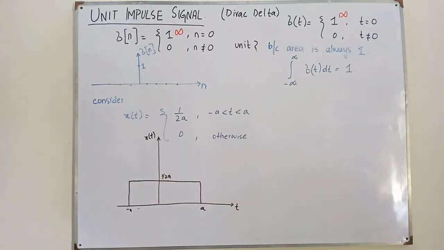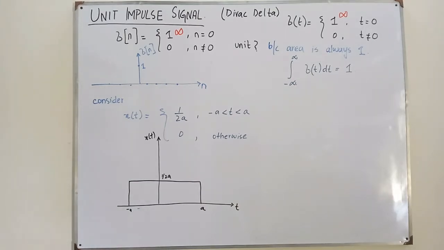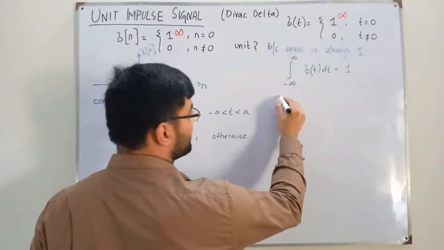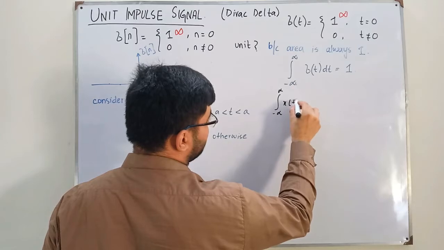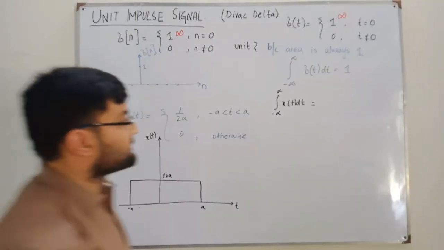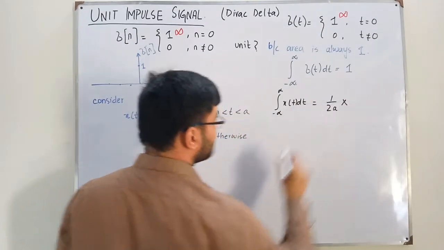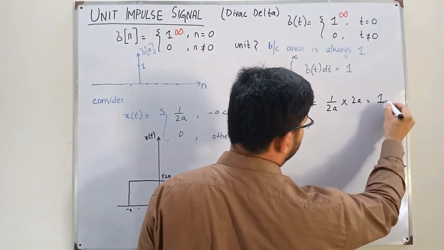This is a function, right? Now what do you have? If you find the area of it, you integrate it from negative infinity to positive infinity. If you want to find the area of this black curve, you have to integrate x of t dt from negative infinity to positive infinity, and this is simply a rectangular area, which means its width multiplied by the height. The height is 1 over 2a, and the width is from negative a to plus a, it's 2a, so the area of this is 1.